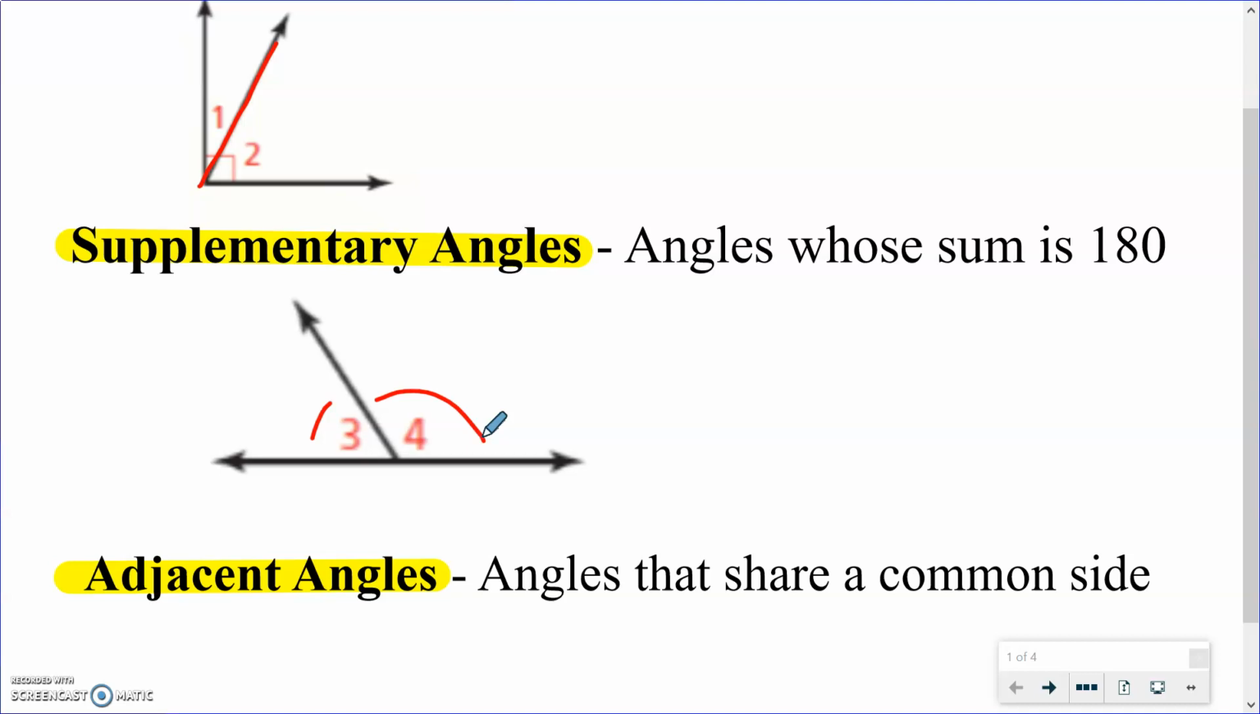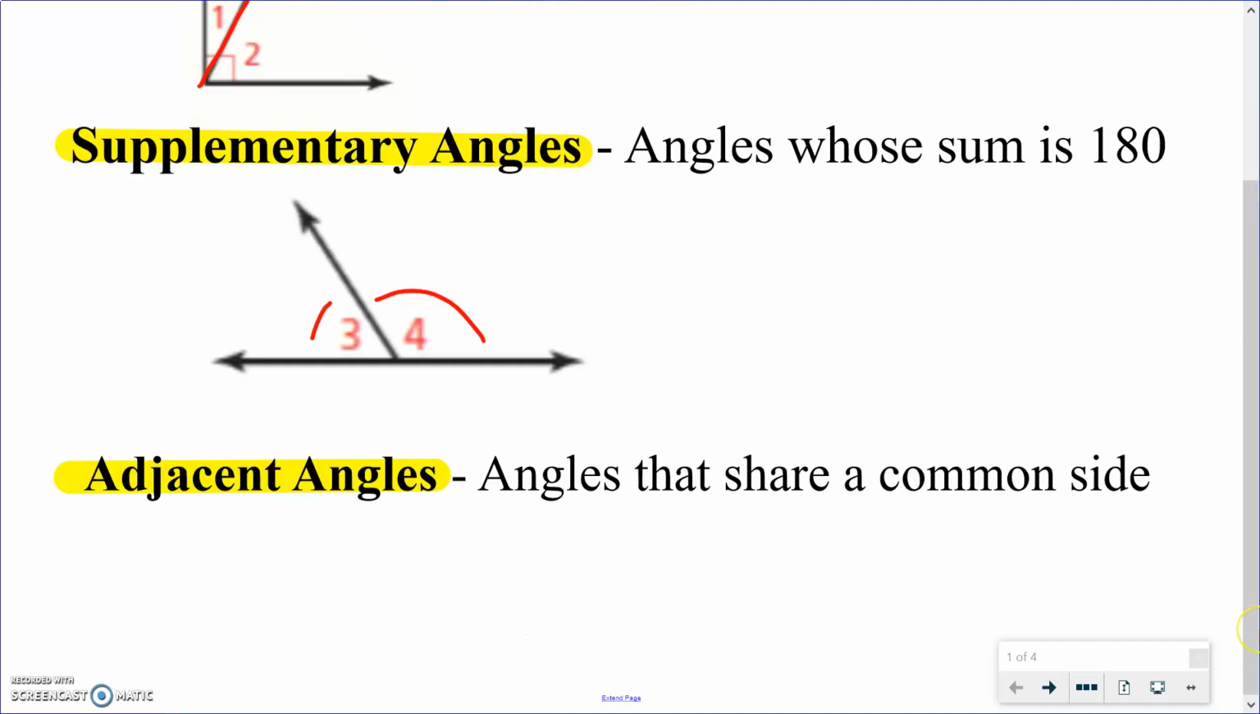So an example of some angles that are not adjacent would be like this. If I said this angle was 30 and this one is 60, that would be an example of angles that are not adjacent. Those would be complementary but not adjacent. So they don't have to be sharing a side. Okay?